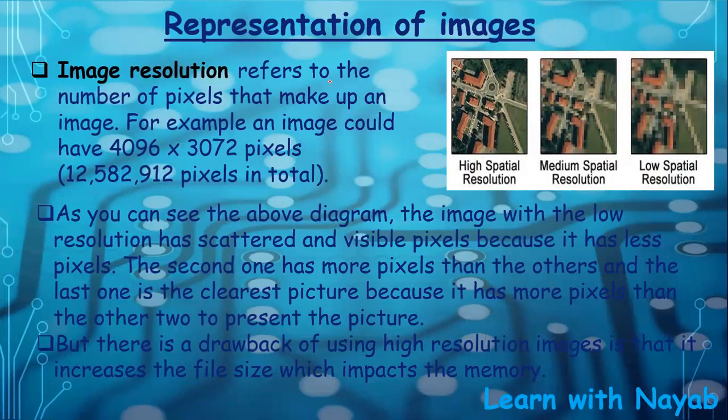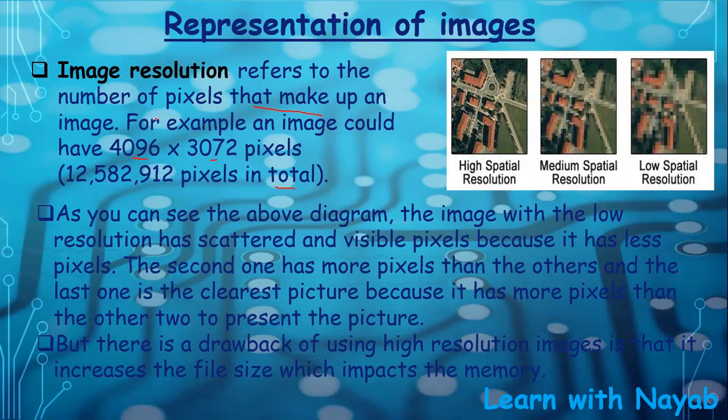Representation of images again. Image resolution refers to the number of pixels that make up the image. For example, an image could have 4,096 multiplied by 3,072 pixels, which is 12,582,912 pixels in total. That means the image resolution is how many pixels we use in a picture.